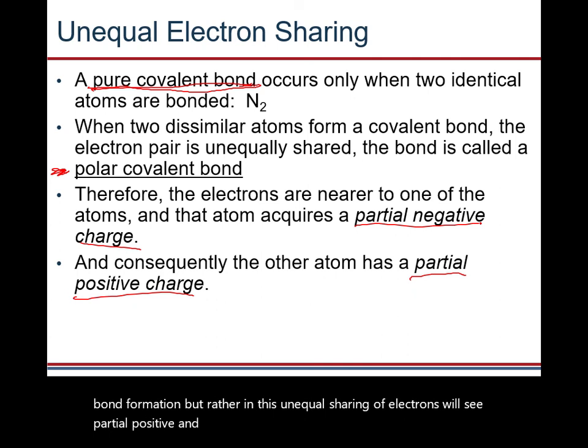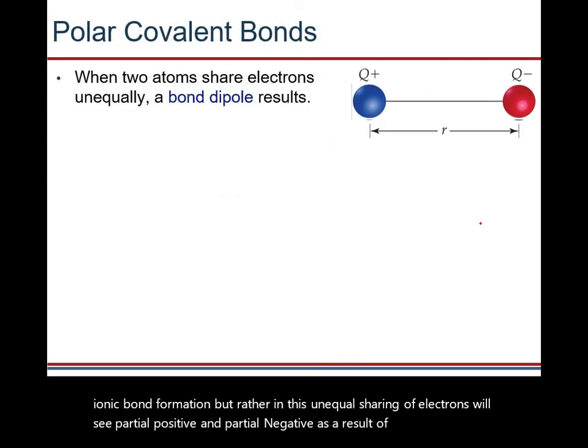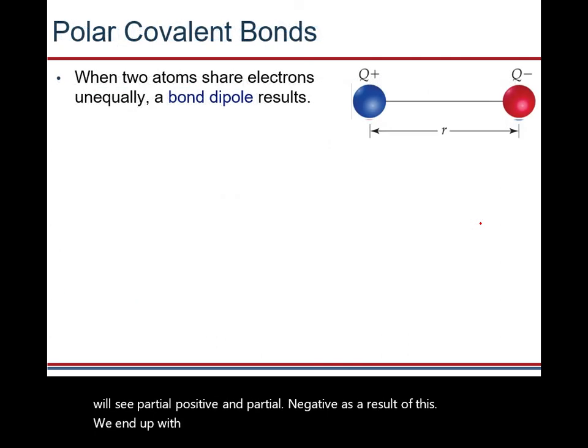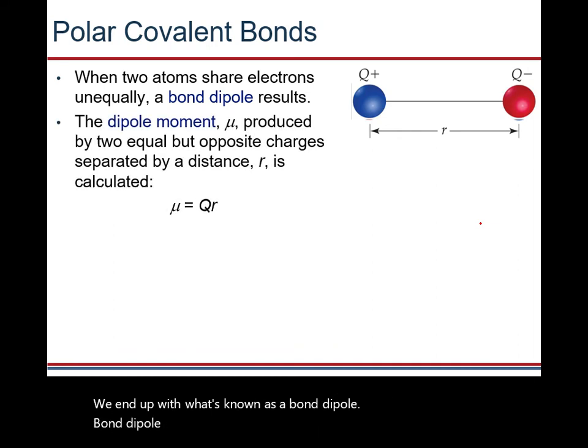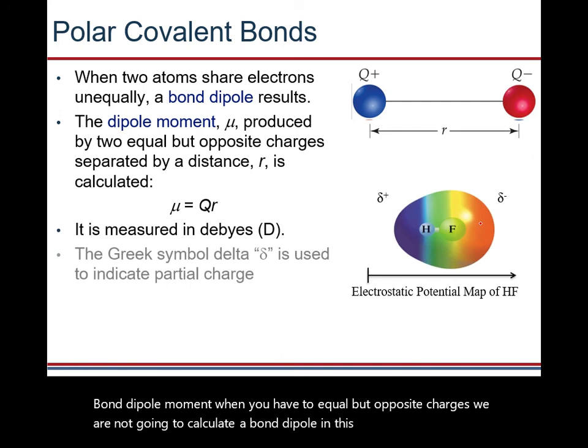As a result of this, we end up with what's known as a bond dipole, or a dipole moment, when you have two equal but opposite charges. We are not going to calculate a bond dipole in this class, so don't worry about how we calculate it.